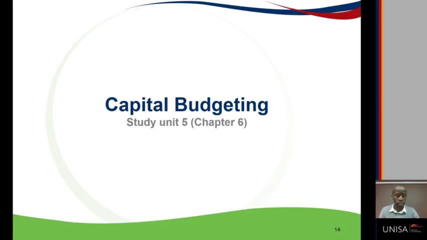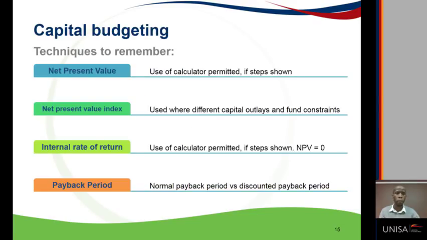Then the next one is capital budgeting. If you remember, we said earlier that this is where we are buying an asset, replacing an old machine, expanding our operations, increasing capacity, and so on. Here, what you need to take note of is that you must at least be able to calculate the following: use these techniques to calculate the profitability of the project.